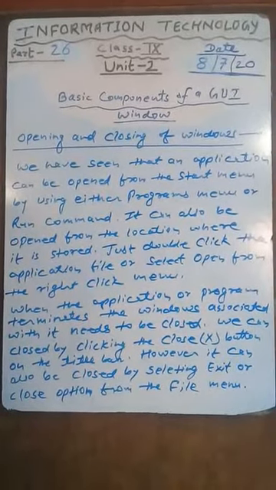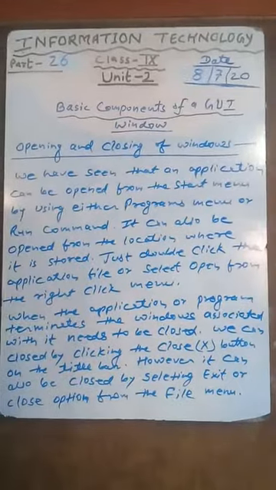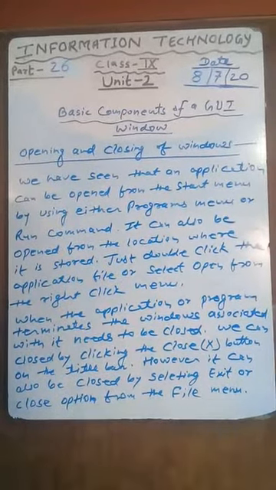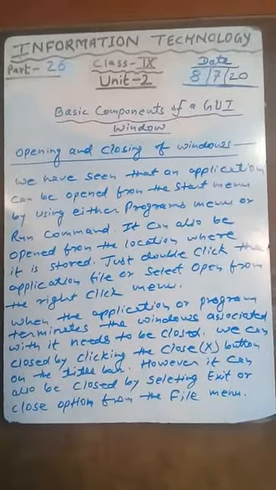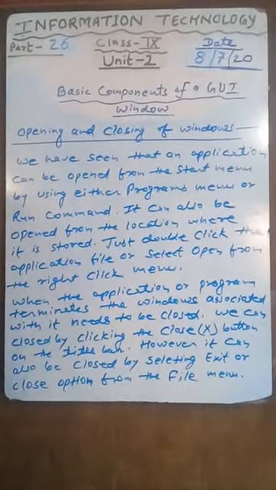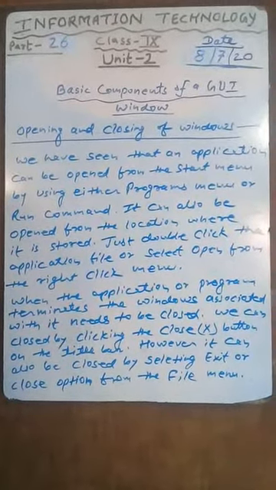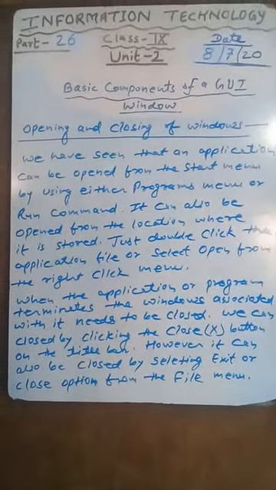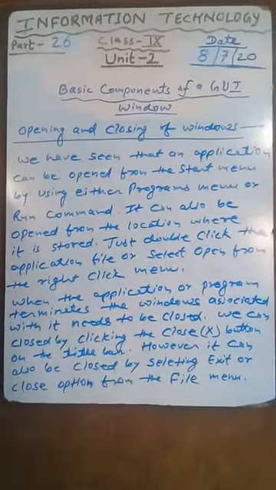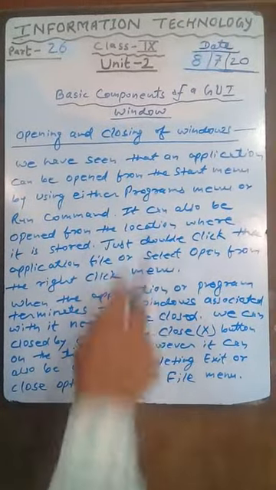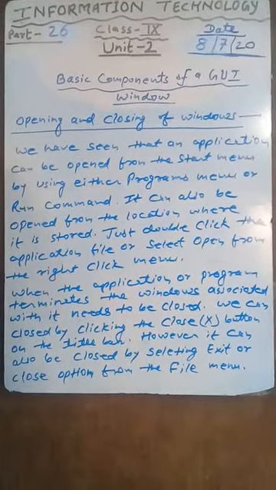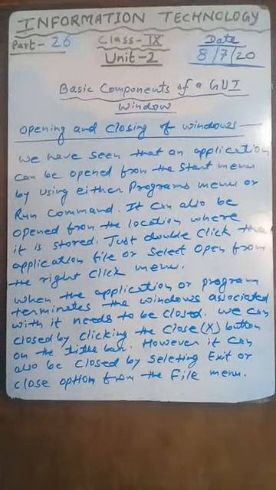We can also close our windows and programs with the help of the File menu, where the Exit and Close options are available. By selecting and clicking, we can close our application. This is the way of closing the programs, and this is opening the programs. Now we can discuss the next point.